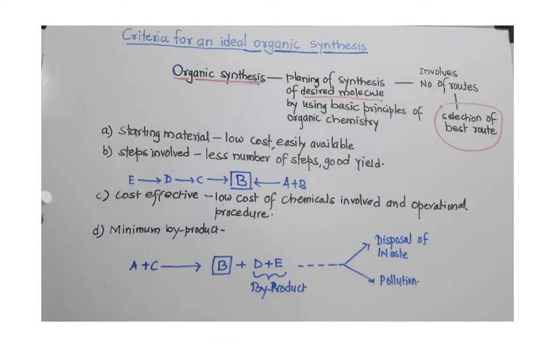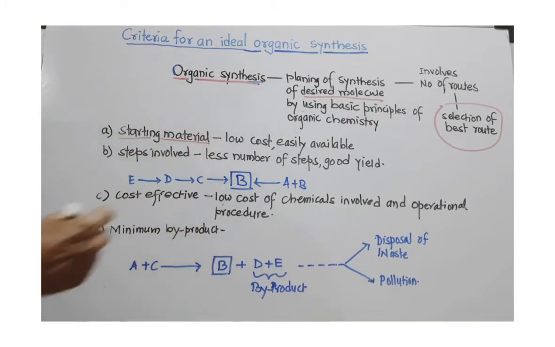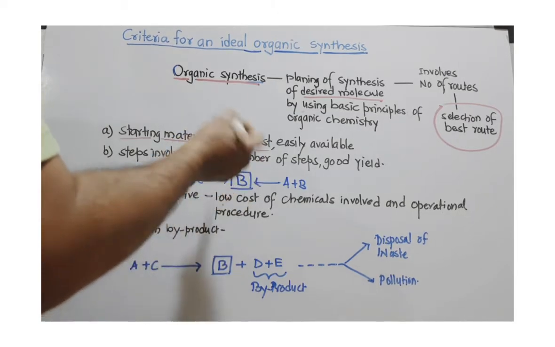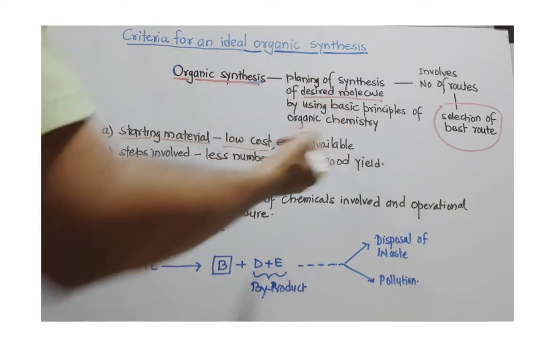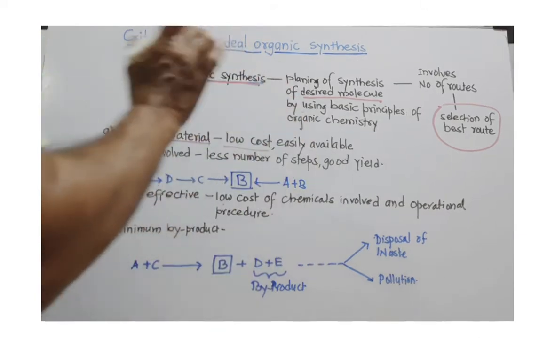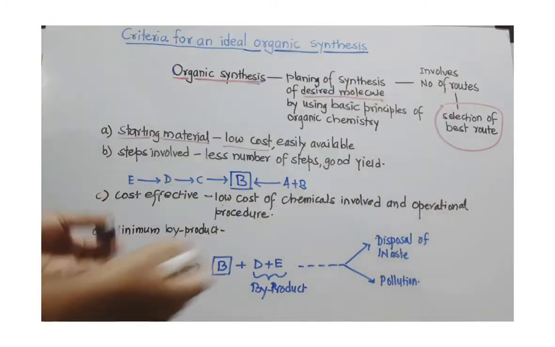So the first point is starting material. Which starting material you are using, what is its cost, and whether this material is readily available or not. These 2 things are very, very important for the selection of the best route.